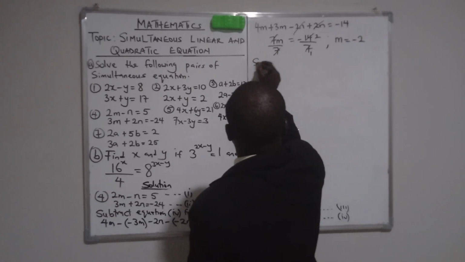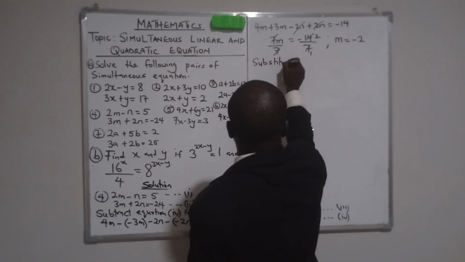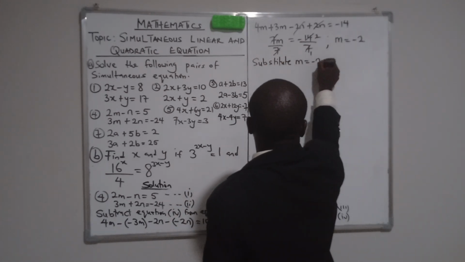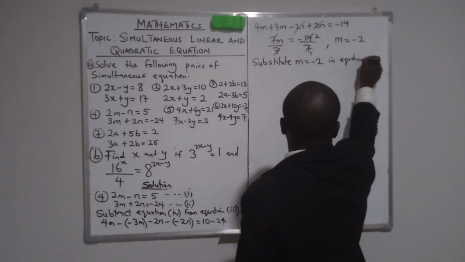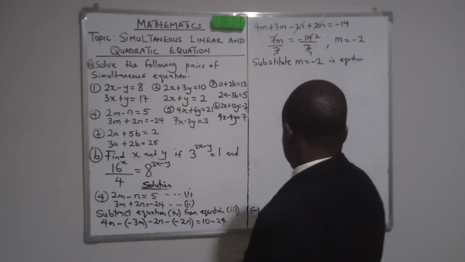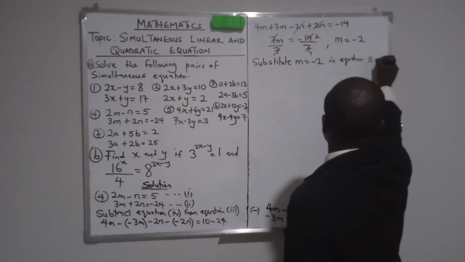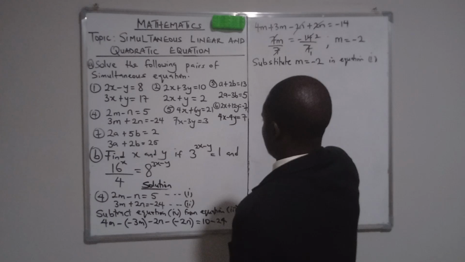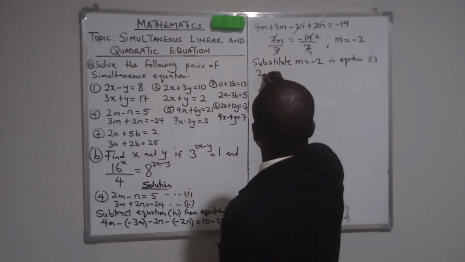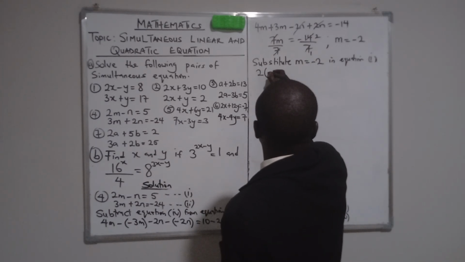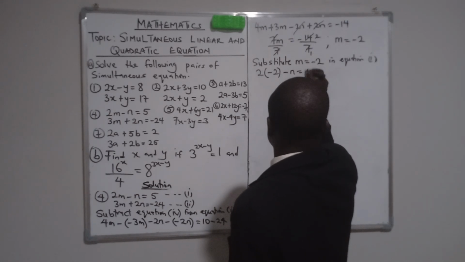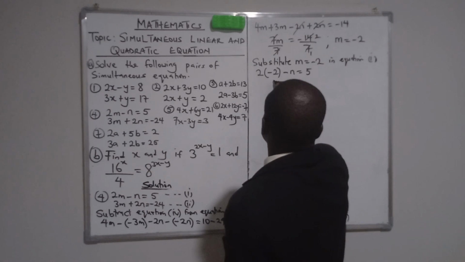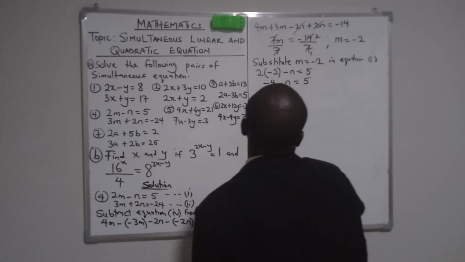Now say substitute m equals minus 2 in equation. I pick any equation. I'm picking equation 1. In equation 1, you will be having 2 times minus 2 minus n equals to 5. 2 times minus 2, that's minus 4, minus n equals to 5.